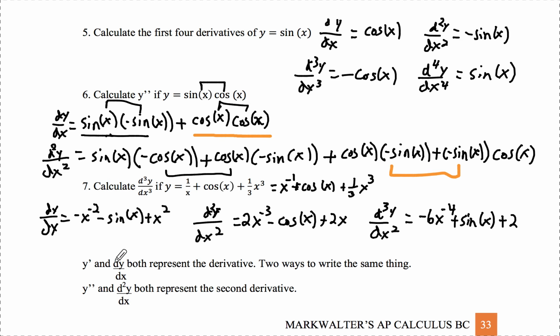So remember, y prime and dy dx both represent the derivative. Two ways to write the same thing. Y double prime and this thing, oh, I forgot a squared, are both ways to represent the second derivative. When we get into really higher order derivatives, we stop using the prime notation here. When we use this notation, we know that we're talking about the fourth derivative of f. So we stop putting prime when we talk about fourth, fifth, sixth, seventh.